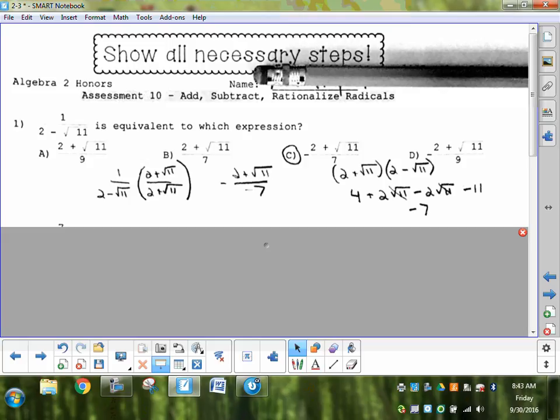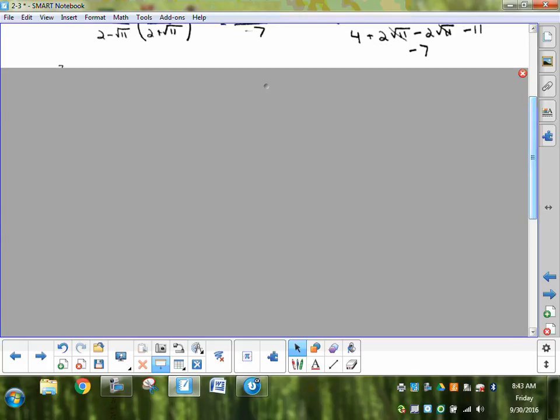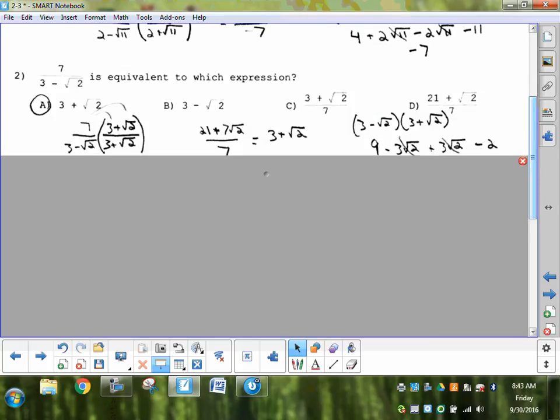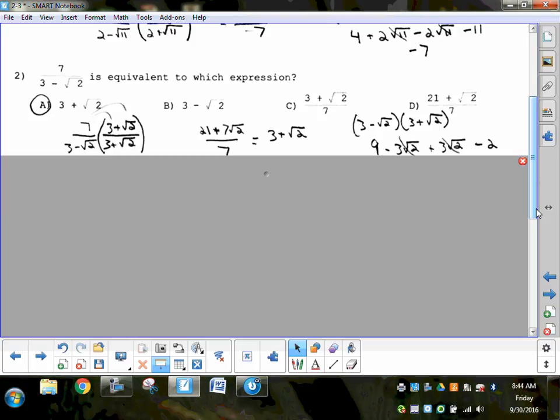Same process. What ugly one did we use for the second question? Should be 3 plus root 2 over 3 plus root 2. And when you do that again, you just distribute out in the numerator. It leaves you 21 plus 7 root 2 all over. Now again, you do the multiplication over in the margin. 3 plus root 2 and 3 minus root 2.